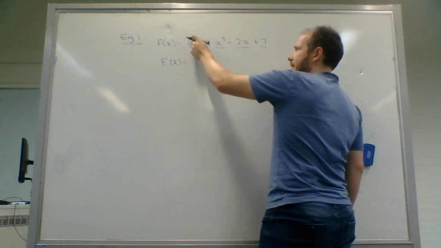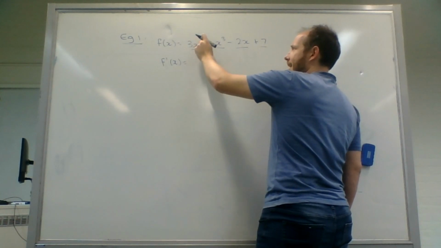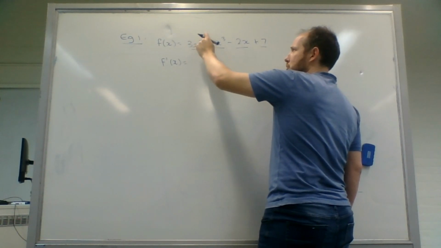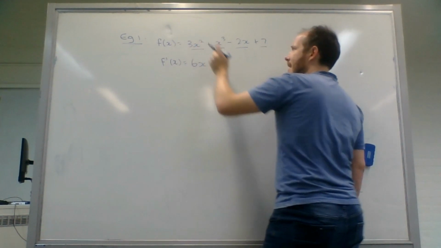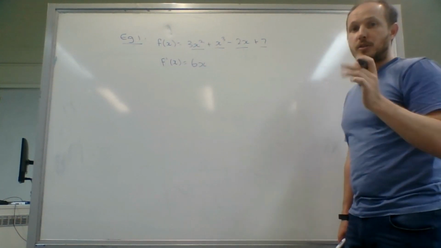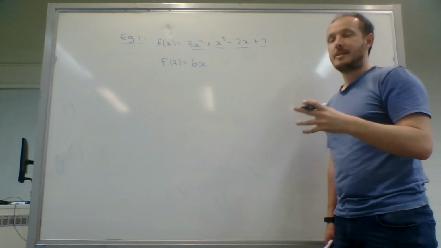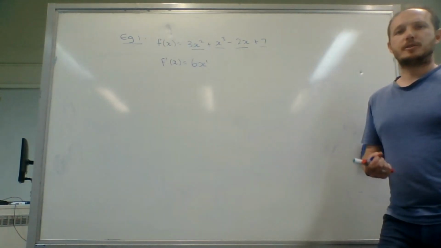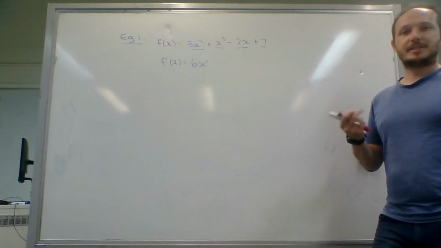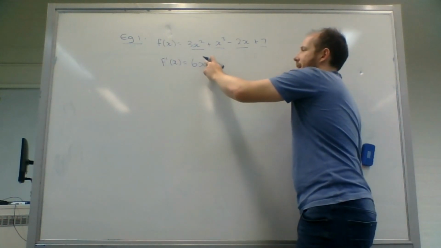So let's take the first term here. So we've got 3x squared. So we're going to take the 2 and multiply it out the front. So that gives us 6x, and then we reduce the power by 1. So 2 take 1 is 1. Now, we could write 6x to the 1, but we don't normally do that, okay? So x to the 1 is just x, okay? So we would just leave it as 6x.